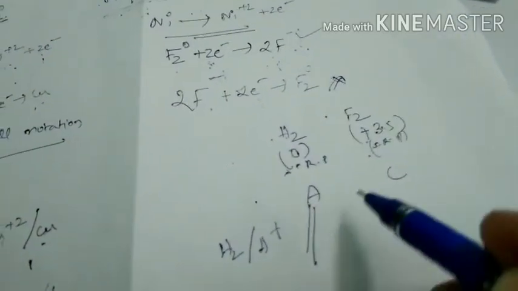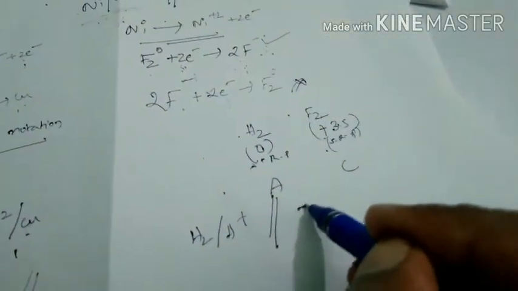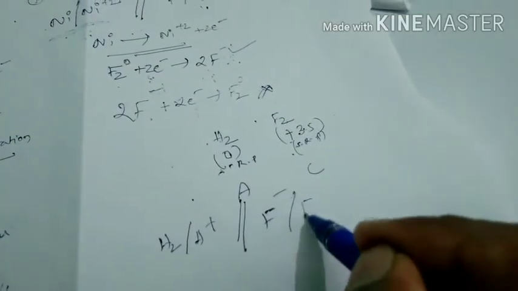Now double slash. Here the cathode part, first ionic form, next elemental form. That means ionic form, F minus, just now we have written already, F minus / F2. Here one more point that we just discussed: fluorine is a non-metal. Here hydrogen is also a non-metal. That means both are non-metals. In case of non-metals, we should mention either platinum or palladium beside this one.